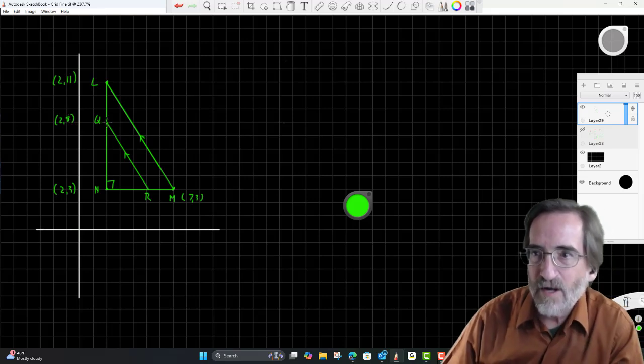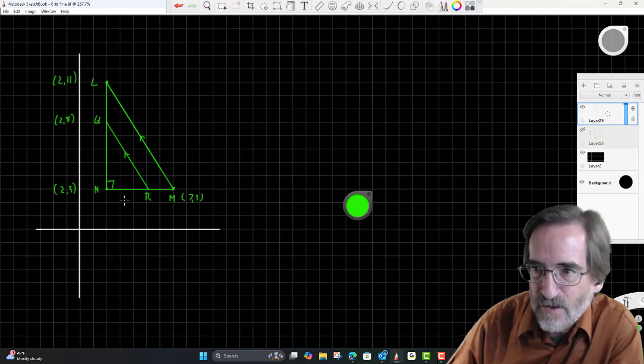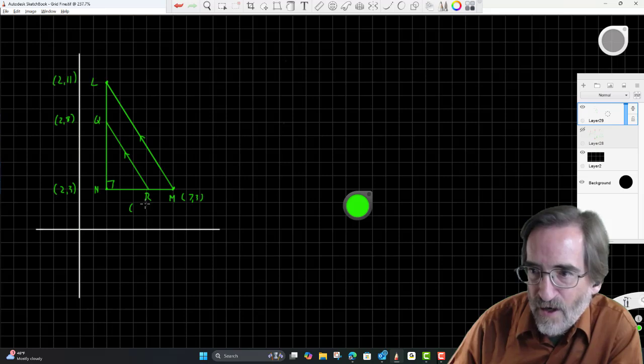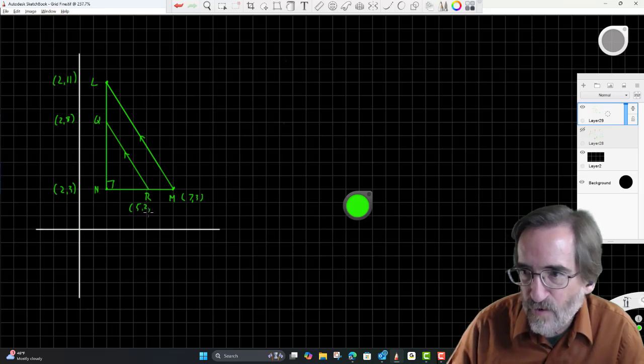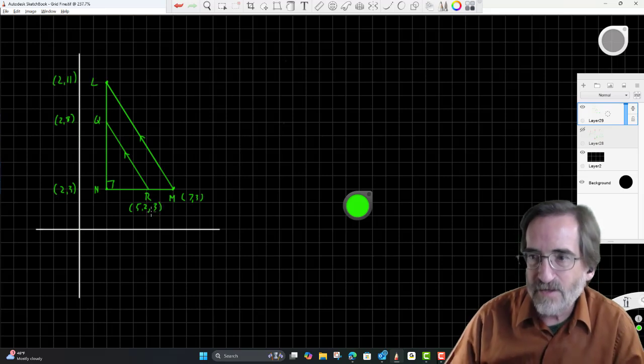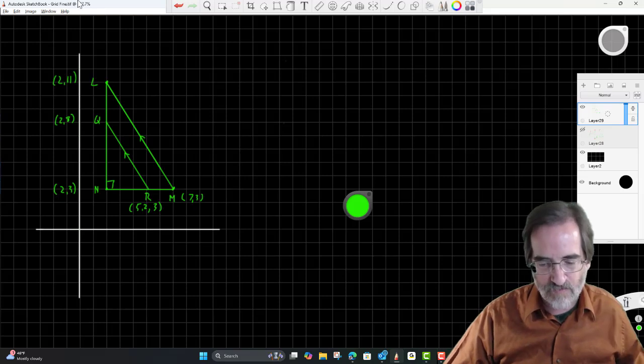Now I purposely made it go through a grid point here for Q, but R is not on a nice place. So R seems to be, actually, I'm going to say (5.2, 3). Now that isn't a guess or an estimate, and there's going to be a little bit of fudge room on this problem because of that.